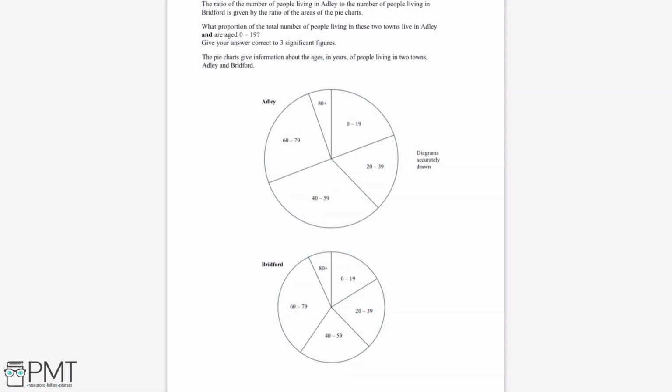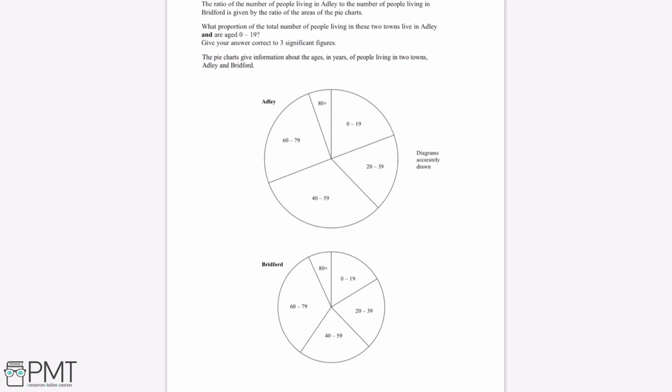The ratio of the number of people living in Adley to the number of people living in Bridford is given by the ratio of areas of the pie charts. What proportion of the total number of people living in these 2 towns live in Adley and are aged 0 to 19? Give your answer correct to 3 significant figures. The pie charts give information about the ages in years of the people living in two towns, Adley and Bridford.